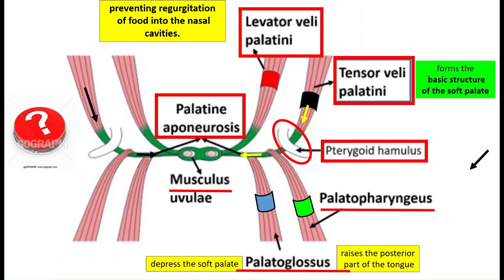Then we have in the middle the musculus uvulae we have just seen, and the soft palate prevents regurgitation of food into the nasal cavity, as well as dedicating the oropharynx for swallowing.